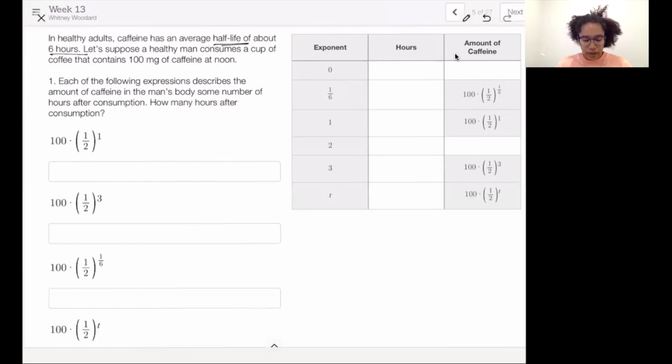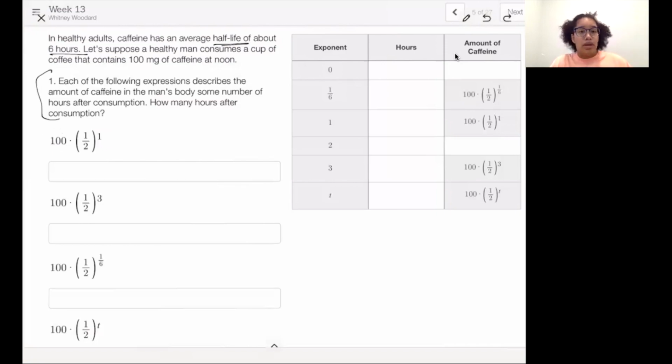Okay, so let's think about that problem now. Number one, each of the following expressions describes the amount of caffeine in the man's body some number of hours after consumption. Question is, how many hours after consumption? Well, I'm looking at the 4 expressions given to me, and they all look really similar. They all have a 100, they all have a 1/2, but what's different is the exponent. So let's talk about where each of those things comes from.